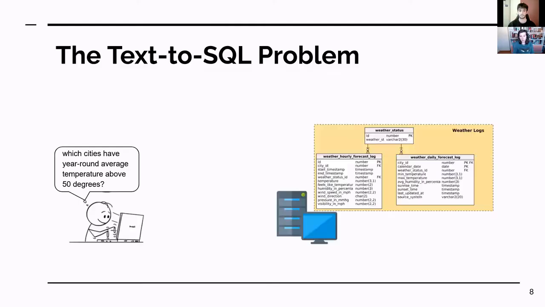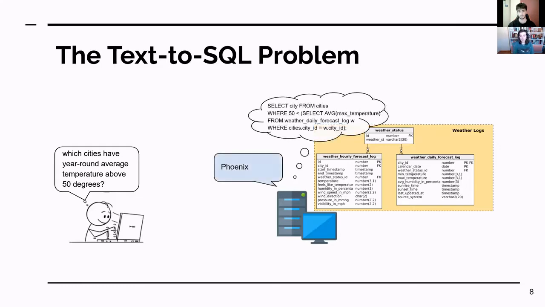Now, the text-to-SQL problem in principle is very simple. You have a query expressed as a natural language query. For example, which cities have a year-round average temperature above 50 degrees. The system can magically understand that this query is translated to this SQL query, quite a complex query in this particular example, executes the query and generates the result for the user.